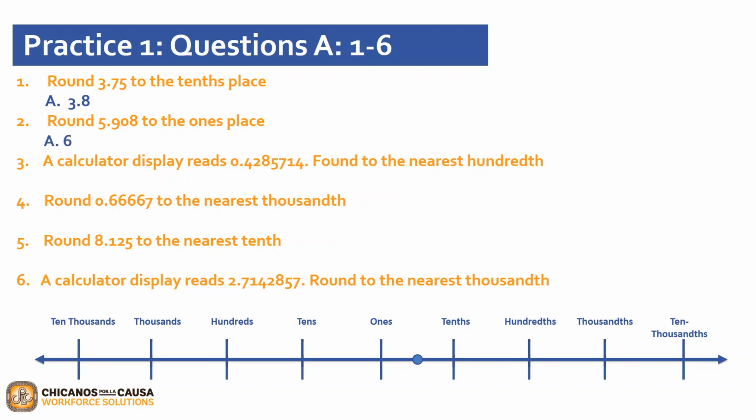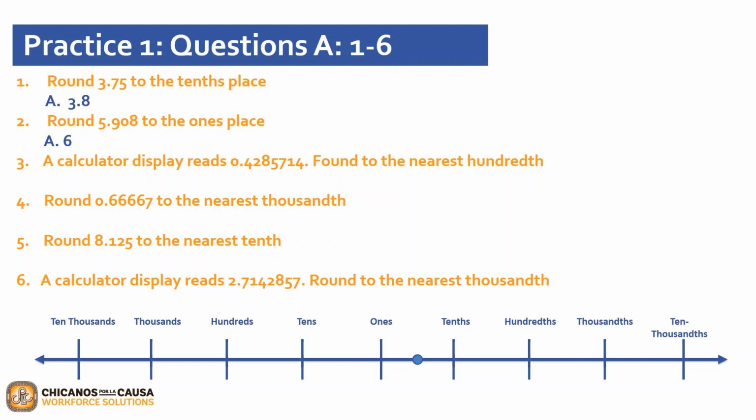Question 3. A calculator display reads 0.4285714. Round to the nearest hundredth. Again, from our number line, we can see that the hundredths place is 2 places after the decimal, or to the right of the decimal, which means that our final answer is going to look like number, decimal, number, number.